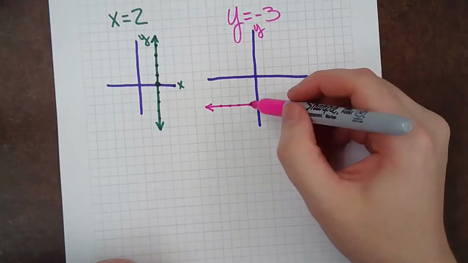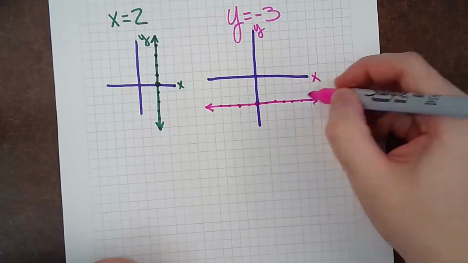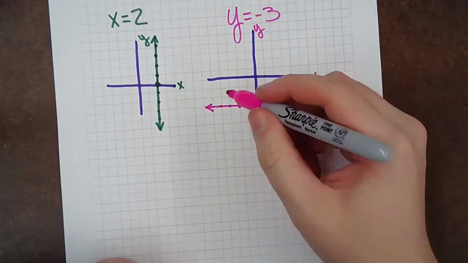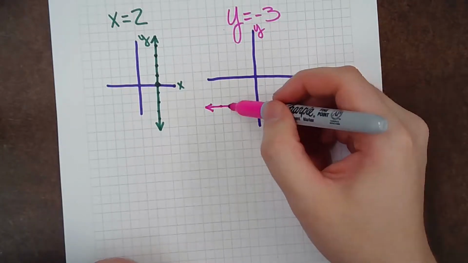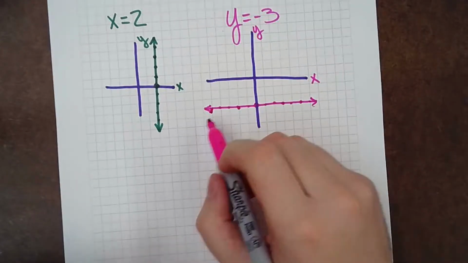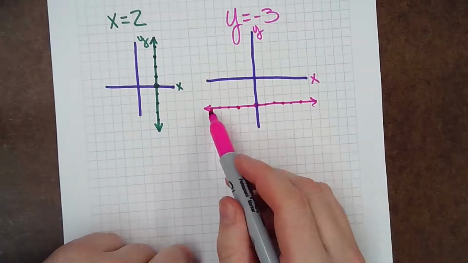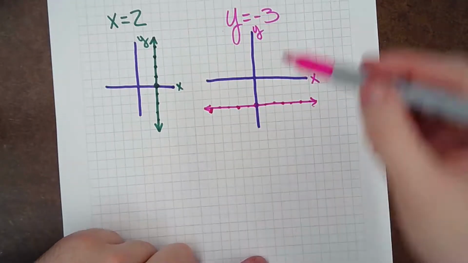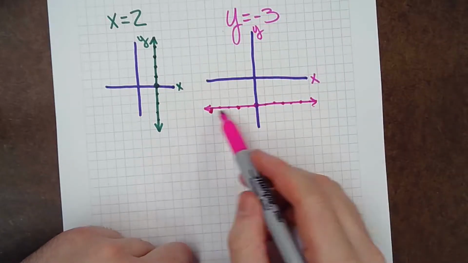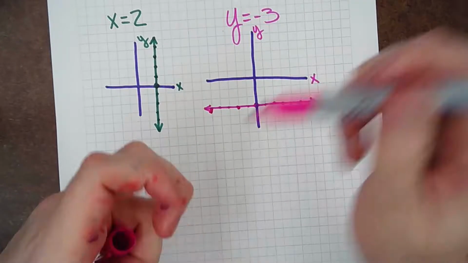So for instance, this is negative 2 comma negative 3. This one over here is 4 comma negative 3. This is 6 comma negative 3. This is 1, 2, 3, 4, 5, negative 5 comma negative 3. So every point in this line has negative 3 for its y value. So y equals negative 3 is going to be a horizontal line. It's kind of goofy because with y you think vertical, but it turns out to be a horizontal line, and with x you think horizontal, and it ends up being a vertical line.